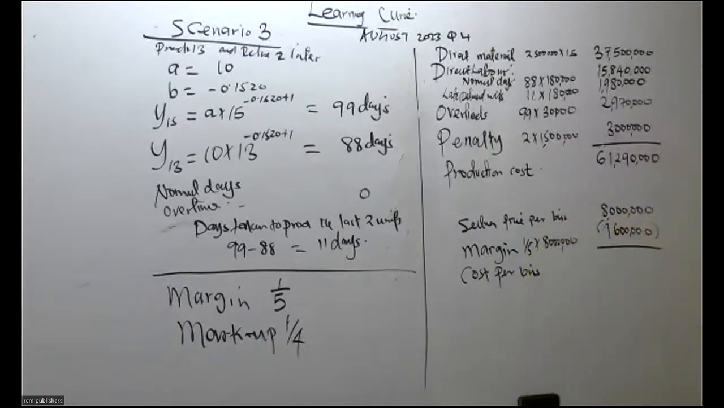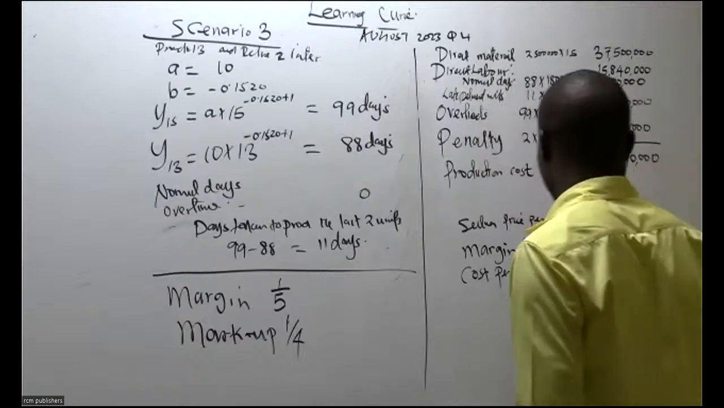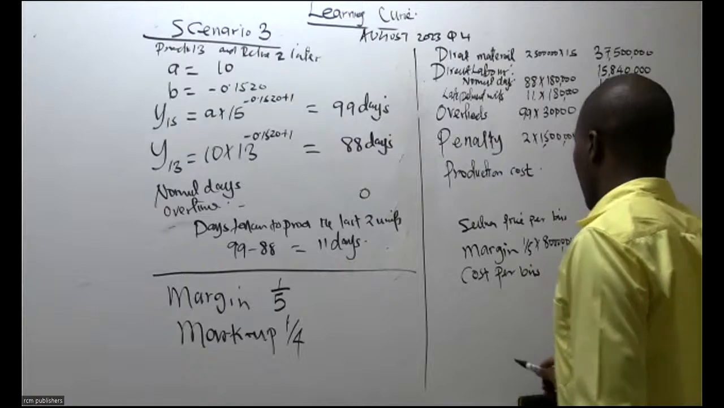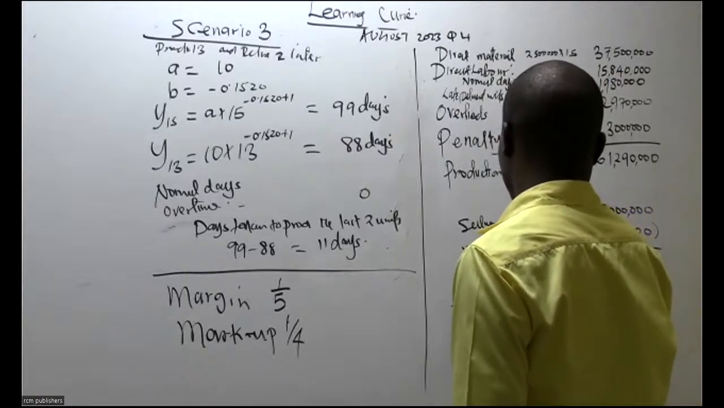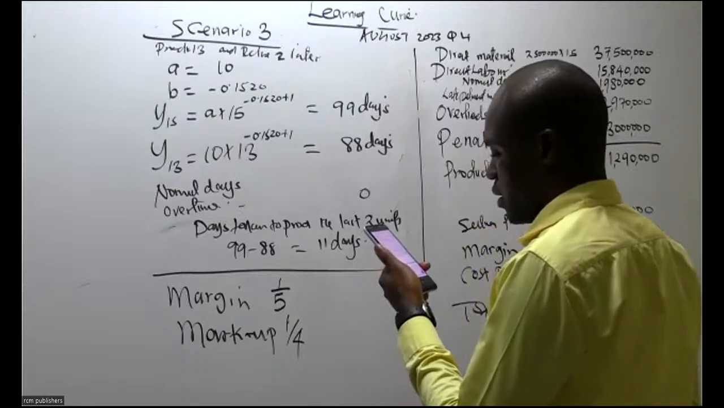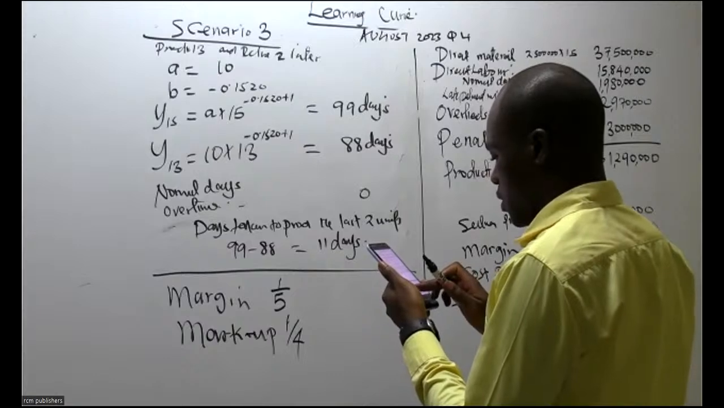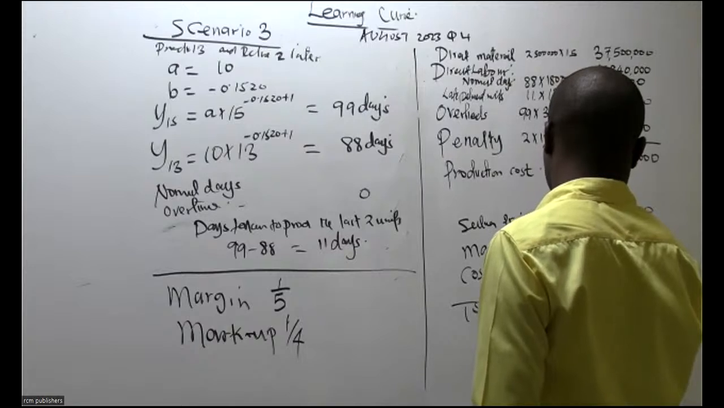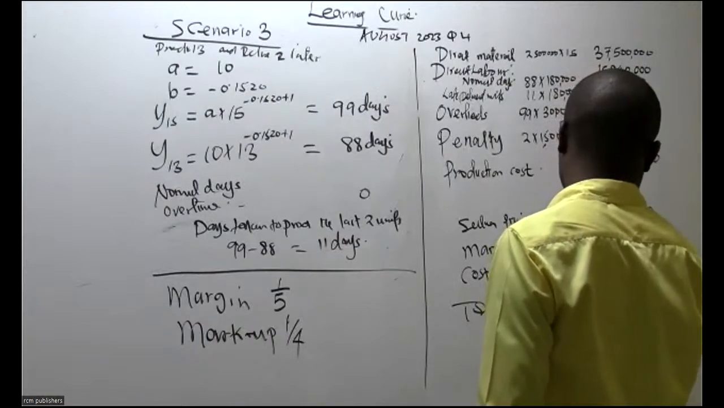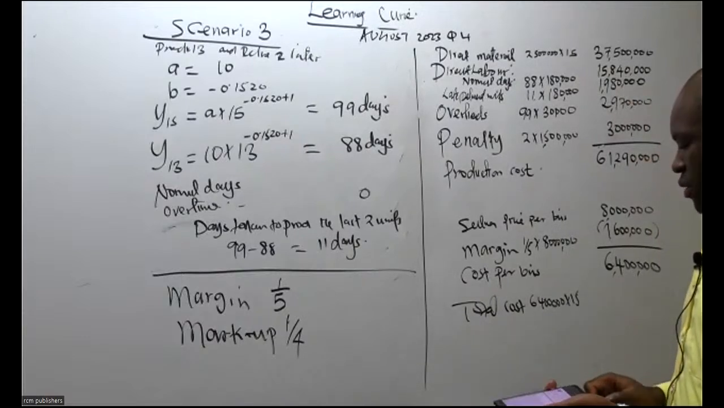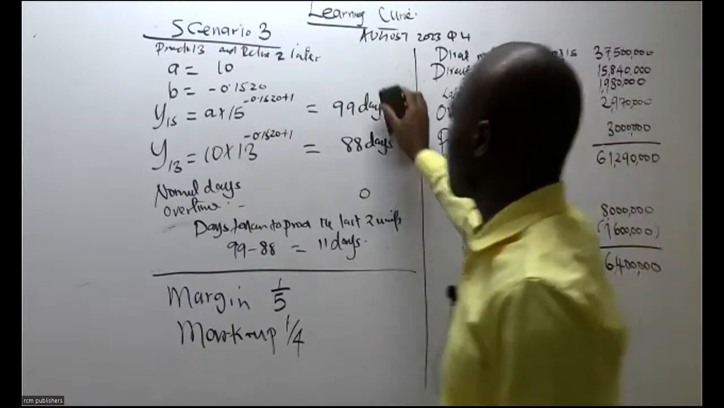Cost per bus unapata ngapi? 6,400,000. Now, one bus total cost, or what is the question there? Yes. So total cost itakuwa 6,400,000 by 15. Tutakuwa na ngapi hapa? 6,400,000 by 15.